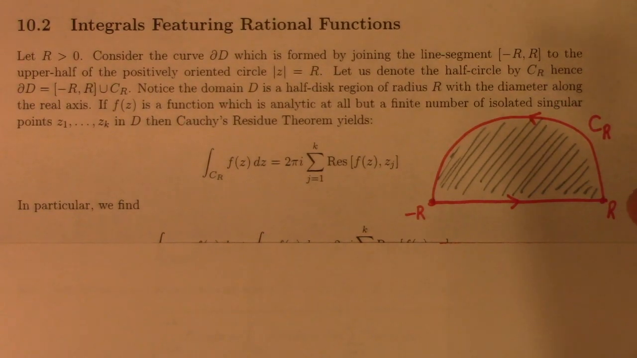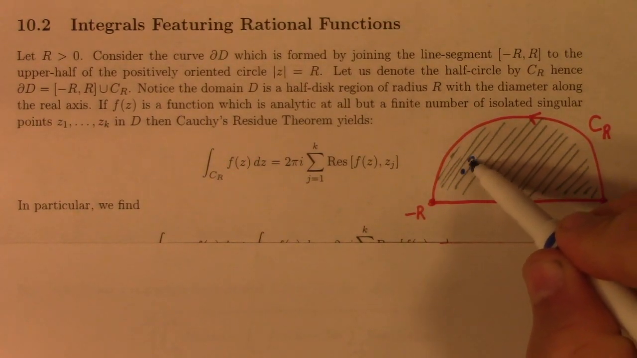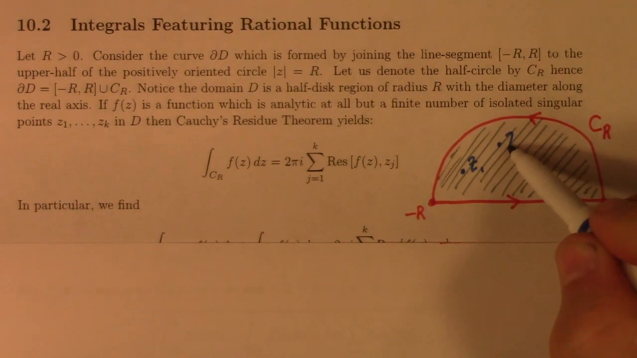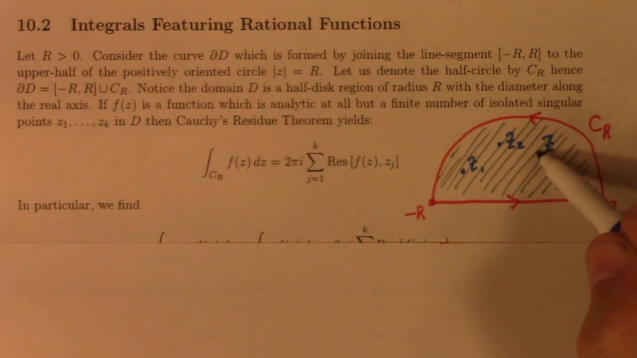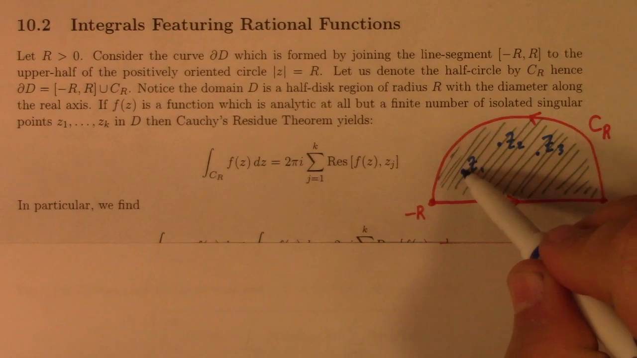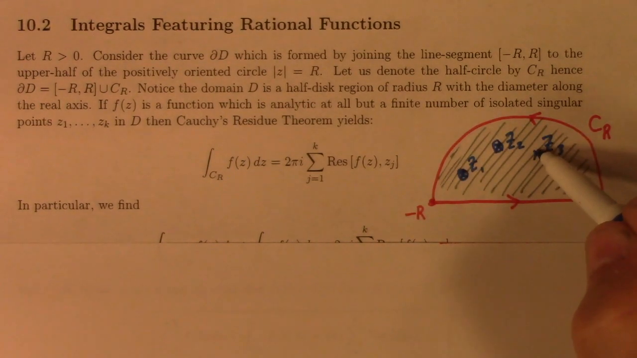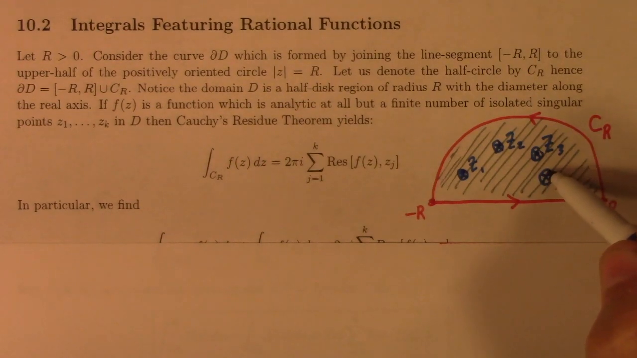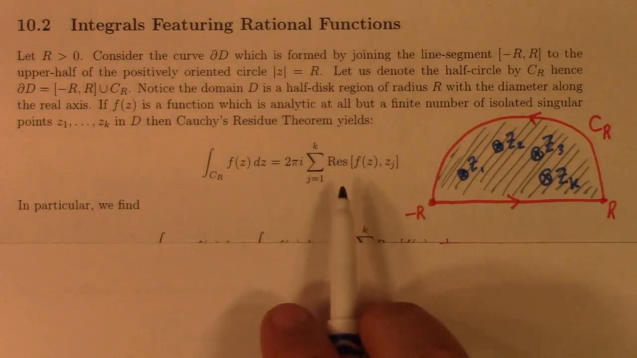So in here you've got these points where F is singular, say Z1, Z2, Z3. I guess with my usual picture, singular, singular, singular. All right, so there are apparently k of these singularities just for kicks. And Cauchy's residue theorem says that the integral is that.